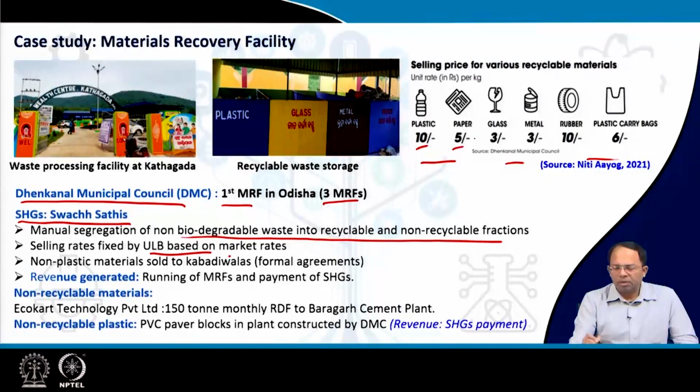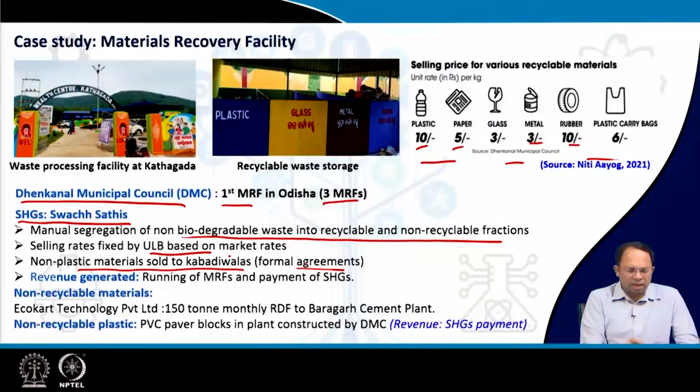Plastic bottles ₹10, paper ₹5, and this is per kilogram, right? Metal ₹3 per kilogram, rubber ₹10 per kilogram, and so on, right? So this is the rate that has been fixed. Non-plastic materials are sold to kabadi wallahs through formal agreements. So paper and all those things are sold to those kabadi wallahs, and there are agreements in place for that. The overall revenue that they are generating is used to run the MRFs and for payment of the Swachh Sathi workers, right? So they are utilizing the money they generate to do the payment and to operate this kind of facility.